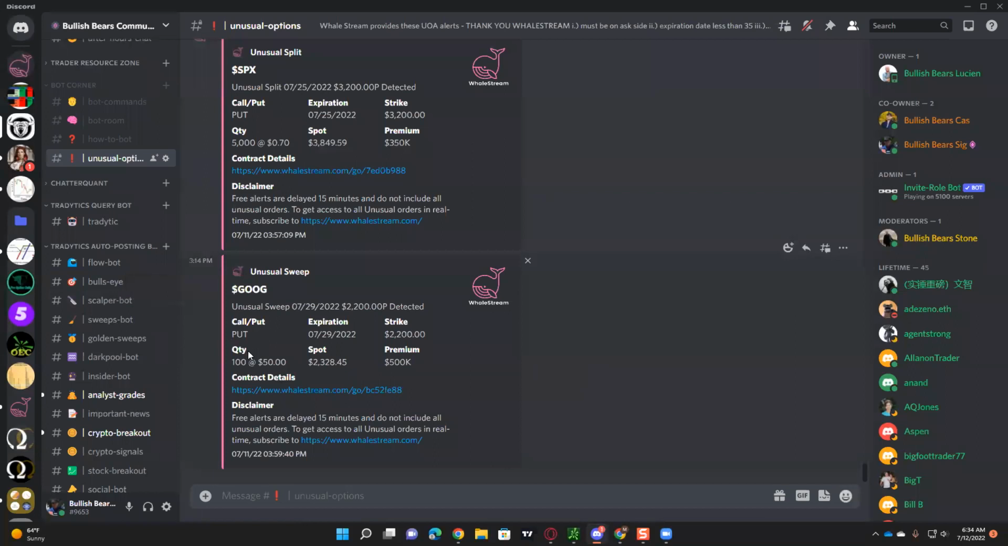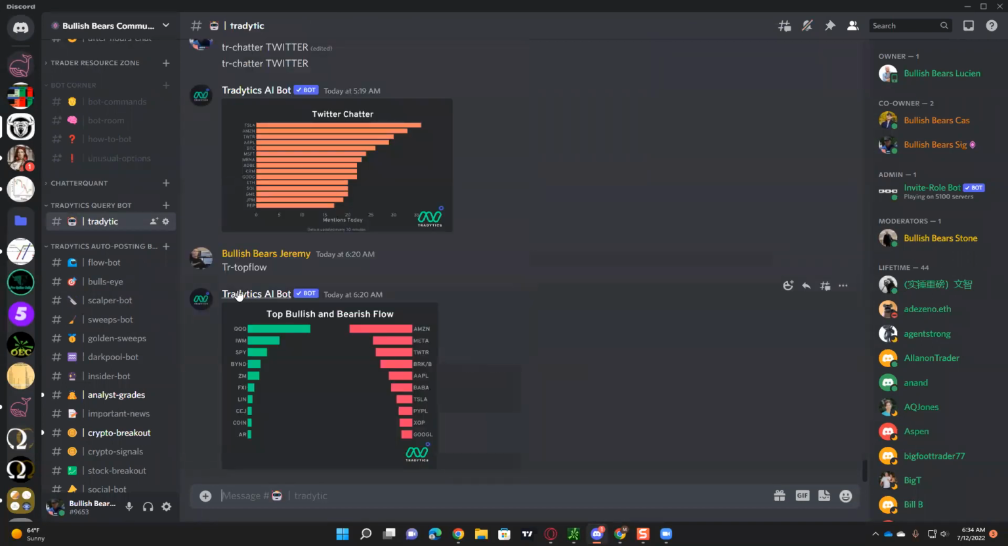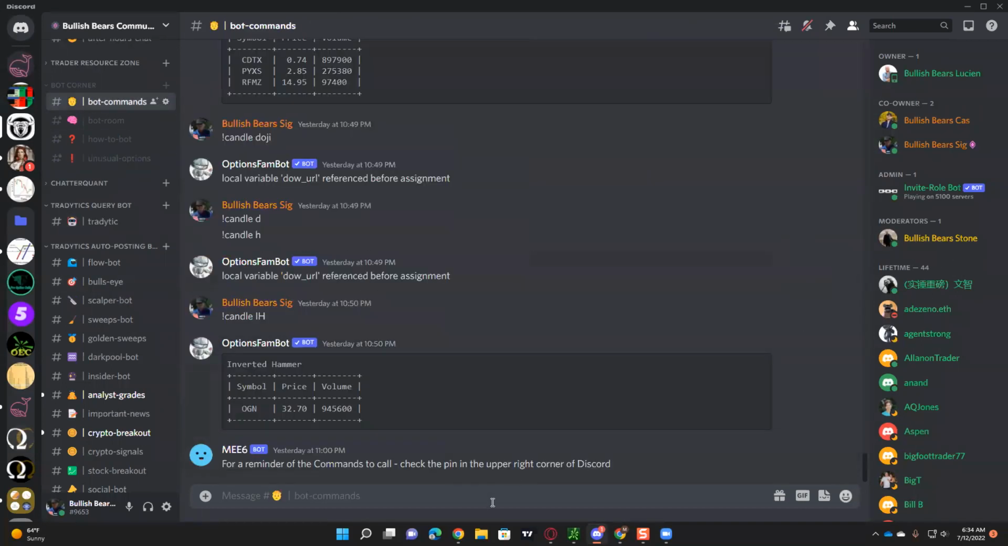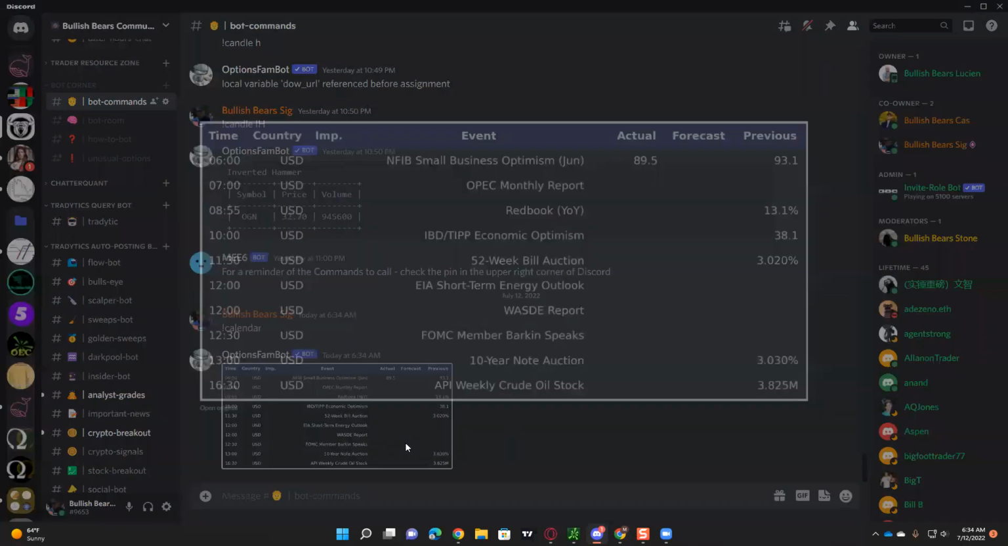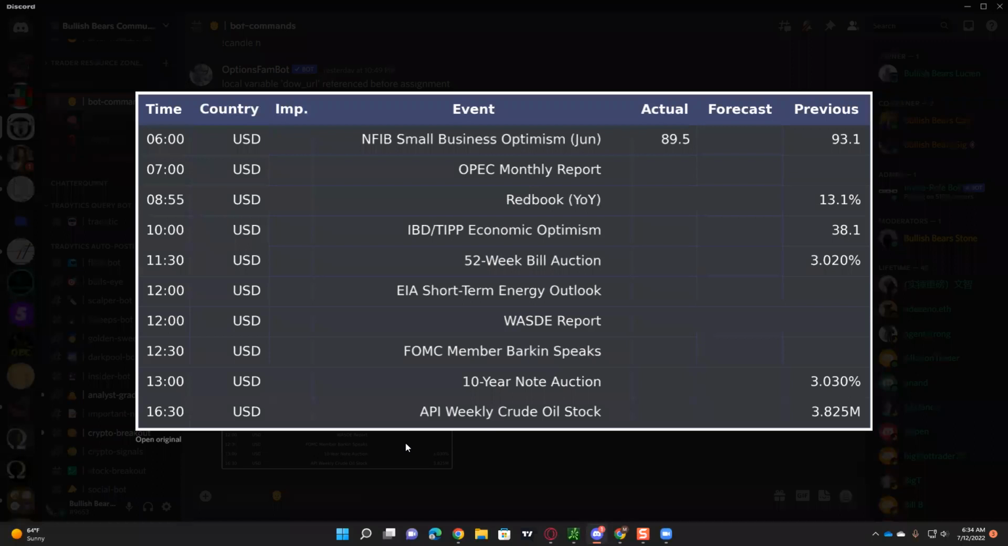Let's go ahead and get started. One of the first things that we do every morning is we check the economic events out there, right? Like what's going on out there. We want to know what's on the agenda for today. Well, I'm in the bot commands corner. Exclamation point, calendar. Here's our economic events for today. Nice and clean, organized.